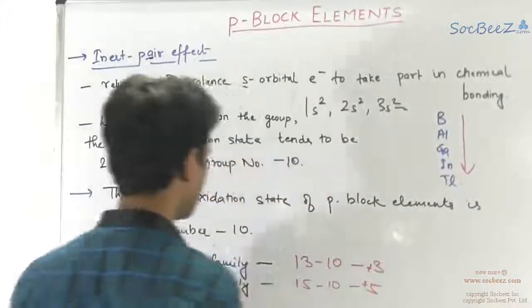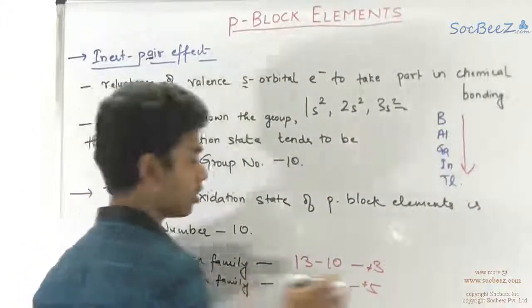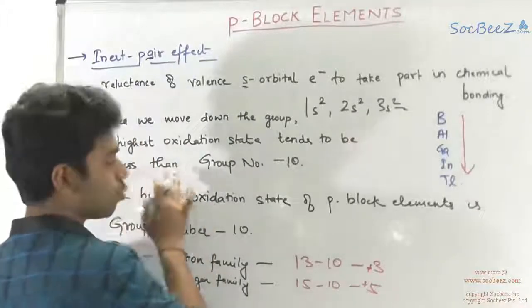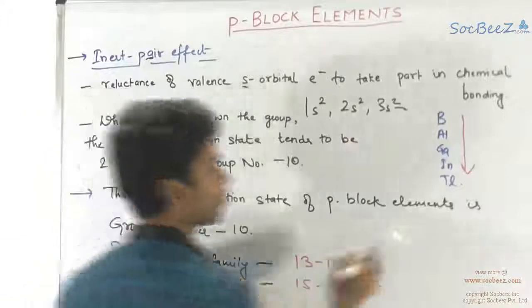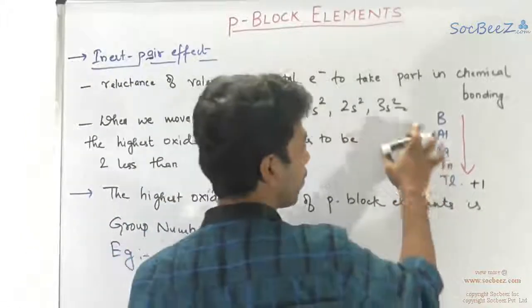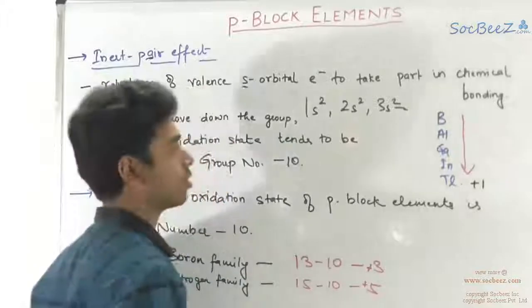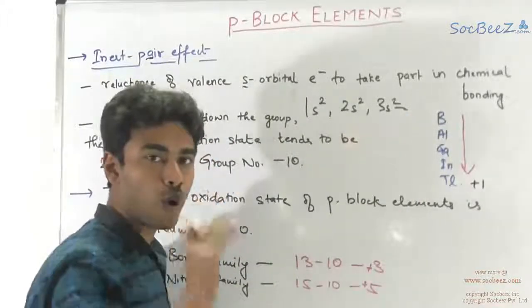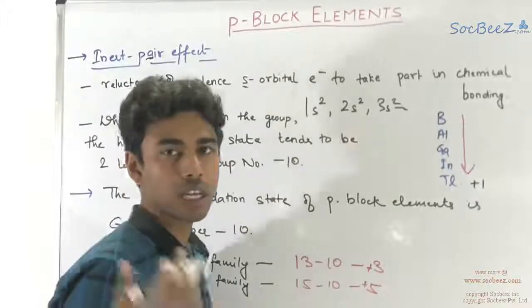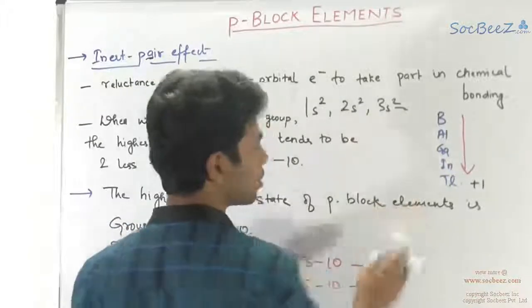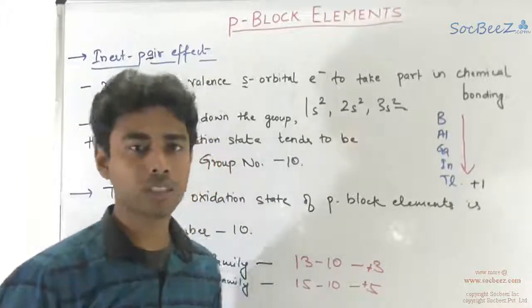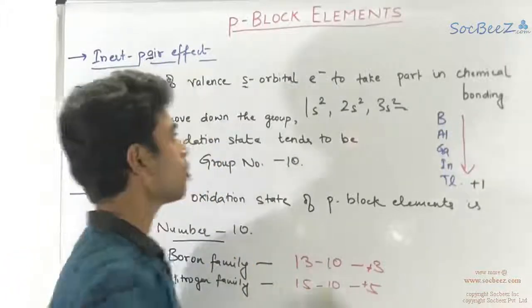So for thallium, what would be the highest oxidation state? We calculated that for the boron family, the highest oxidation state was +3. So thallium will have a tendency to have a highest oxidation state 2 less than +3. That means for thallium the highest oxidation state would be +1. Now this tendency of having +1 instead of +3 increases when we move down the group, for all the families of P block elements, that is for the boron family as well as for the carbon family, for nitrogen, oxygen as well as halogen families. All the elements have this tendency to have a highest oxidation state 2 less than that found by this formula, because of the inert pair effect.